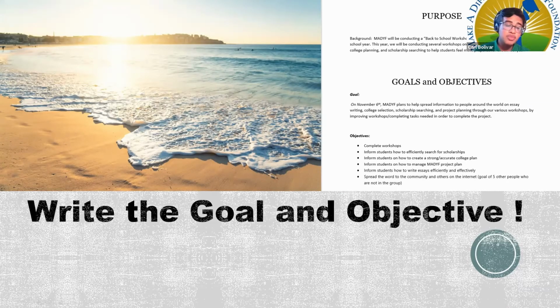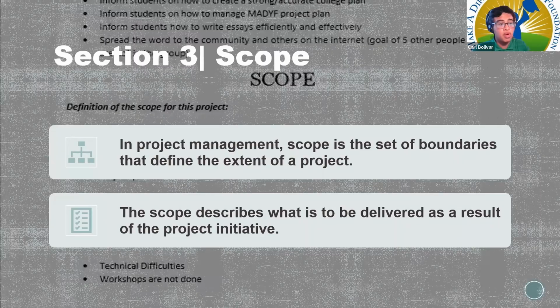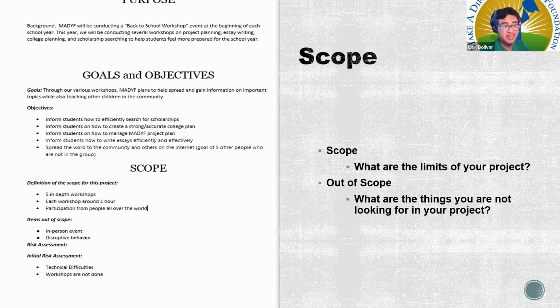Scope. So scope sets the boundaries or what you want in your project. And scope is what is delivered to the person as a result of your project. So scope is defined by what do you want in your project? What are the limits of your project? Out of scope is what you don't want in your project.